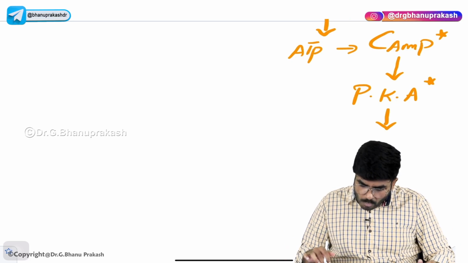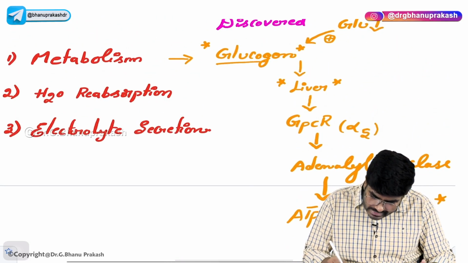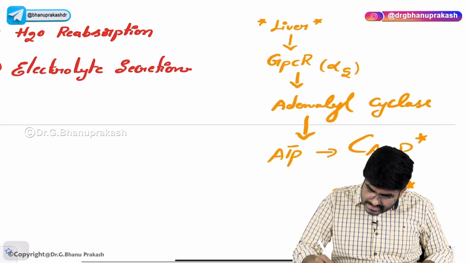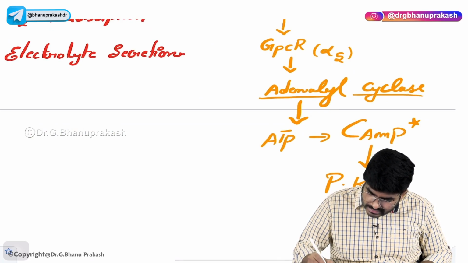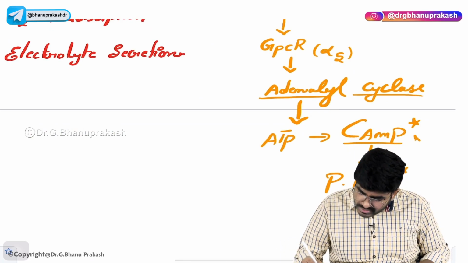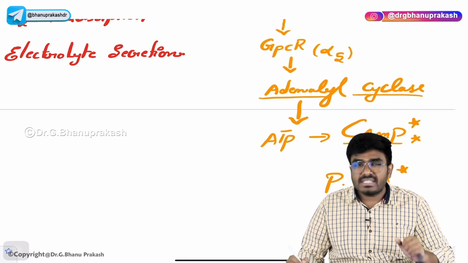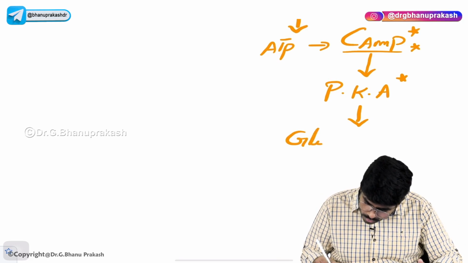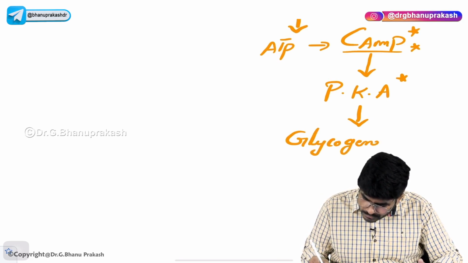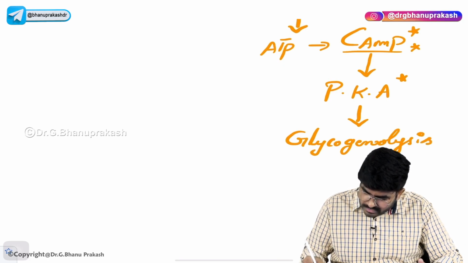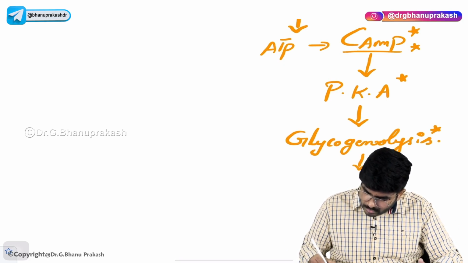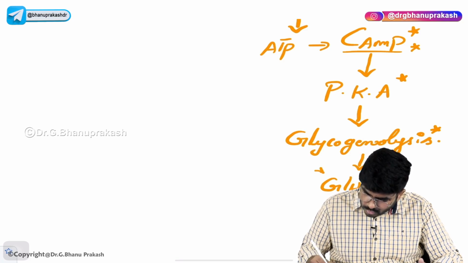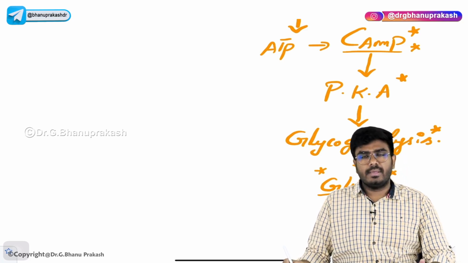So at the end of the day, what's happening? Glucagon is acting on the liver. Inside these hepatocytes, adenylyl cyclase is activated and cAMP is produced. So the secondary messenger is produced inside the hepatocytes, and at the end of the day it helps in glycogenolysis. Because of the glycogenolysis, the glucose levels in the blood will be elevated. So glucose is getting elevated in the blood because of glucagon.